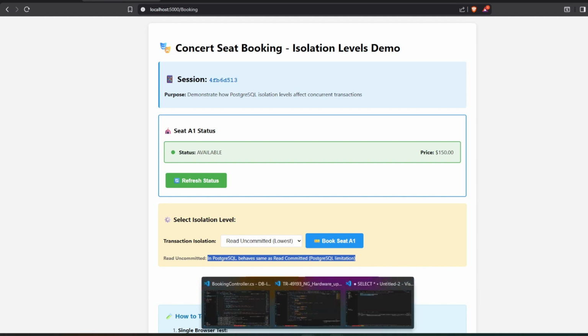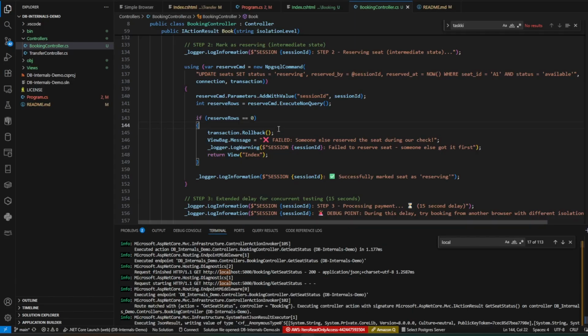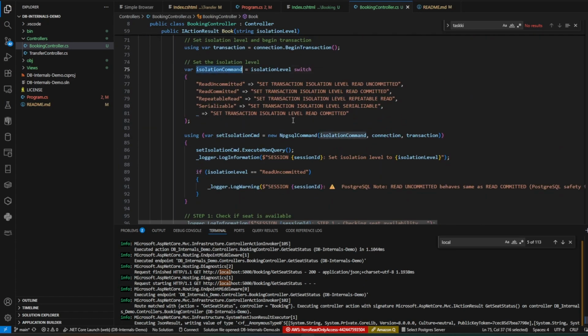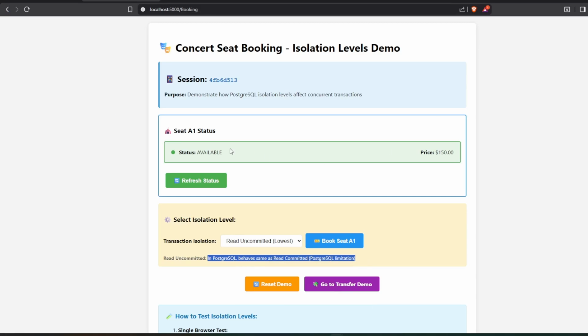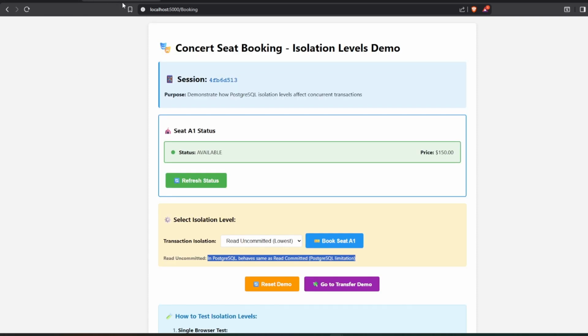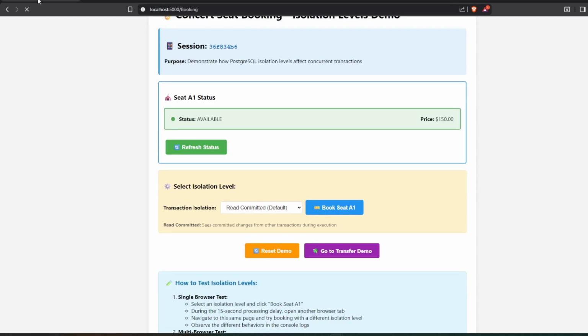And how are we setting the isolation level? Here, if you see, there is an isolation comment that we are passing. Using this, we are setting up the isolation level. So now let me try to book it from this. I have set the read committed and I'm trying to book the seat, and you see it is going on right now. At the same time I come back and I select read committed and I try to book the seat. So both of these transactions are going on.